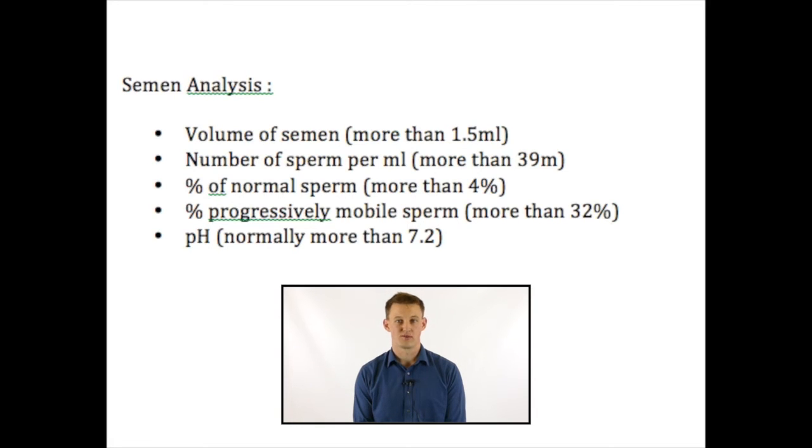It is important to have sperm that swim well. A number of progressively motile sperm above 32% is the normal limit. It is also very important to have semen that is alkaline. This is to combat the acidity of the vagina. This is measured as a pH, and it should be above the value of 7.2.